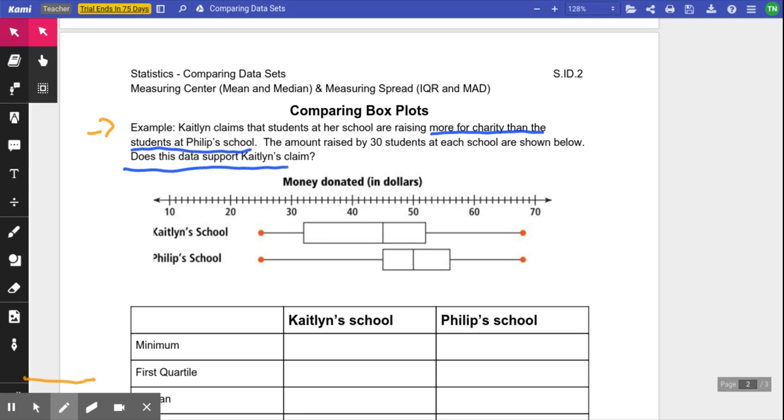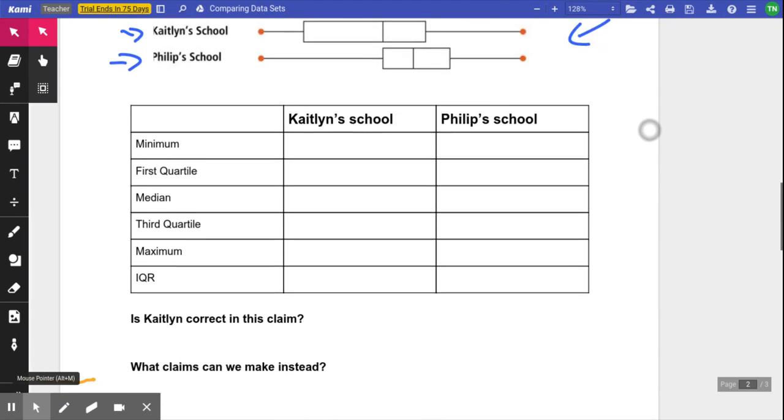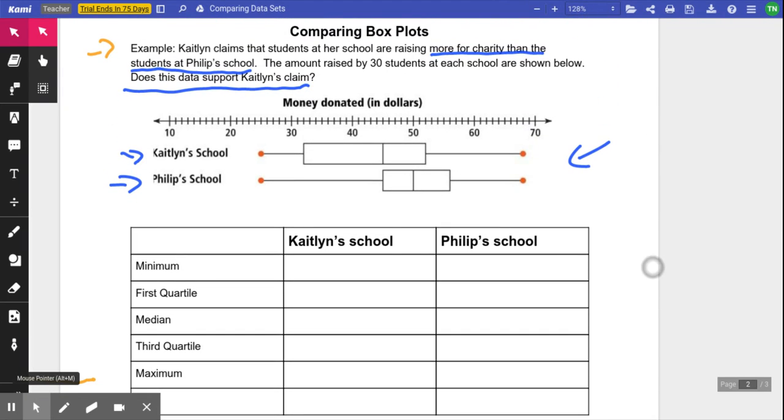So when we leave this problem, we have to be able to say, yes, Caitlin's right, her students at her school are raising more money, or no, she's wrong, students at Phillips School are the ones raising more money. Okay, so what we see here, you're recognizing from the last lesson, is we have Caitlin's school represented as a box plot, and we have Phillips School represented as a box plot. We need to make some general claims and ideas about this. And at the end, we're going to circle back to, can we answer Caitlin and tell her if she's right or wrong?